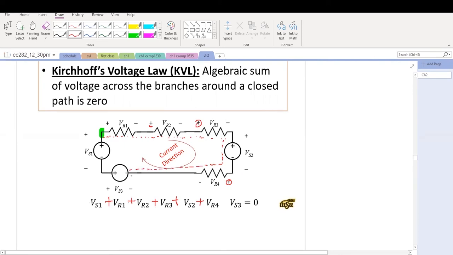And then here I encounter the positive sign first, plus, and then just keep going. Now I encounter the negative sign first, therefore I should have minus Vs3, and then keep going. And then here, this element, I encounter the negative sign first, so negative. And then I come back to the same place, so it equals 0. This is how we apply KVL.